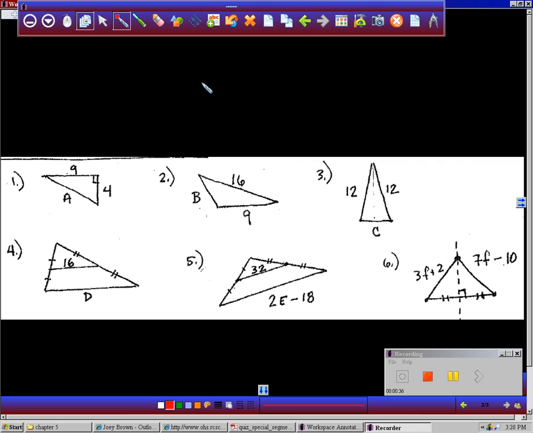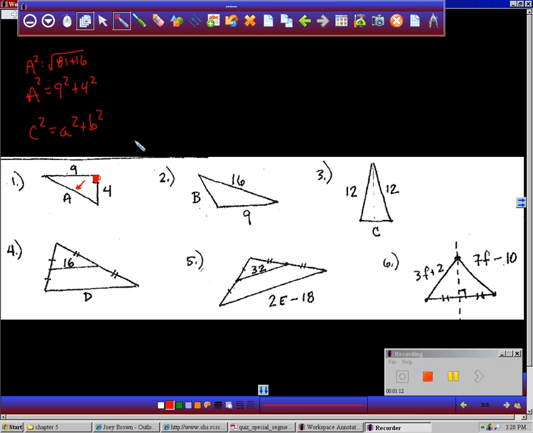Number 1, you'll notice that this has to be a right triangle. So it will follow the Pythagorean theorem, whose formula is c squared equals a squared plus b squared. I intentionally put the a right here because you need to know that this a goes in place of the c. So you rework it as a squared is equal to 9 squared plus 4 squared, which is 81 plus 16, and you simplify from there.